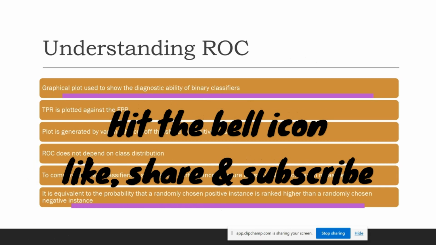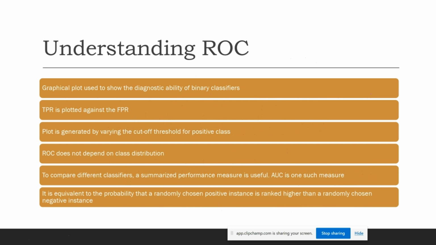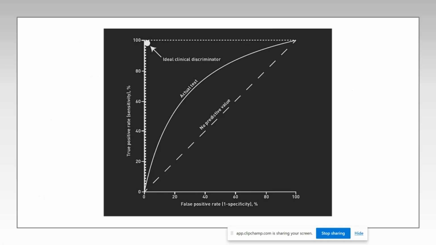When we talk of the ROC curve, you understand that it is a graphical plot which is used to show the diagnostic ability of our binary classifier. Let us see from the image itself. This is our ROC curve, the continuous curve denoted as actual test. Practically, this would not be a smooth curve, it would rather be a zigzag curve, with ridges and grooves. But for simplicity, we just make a freehand curve here.